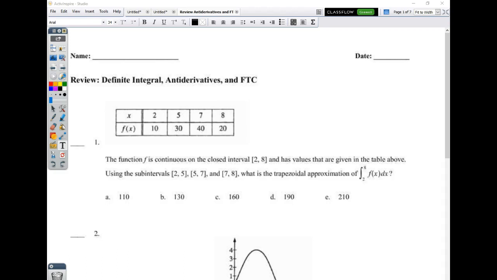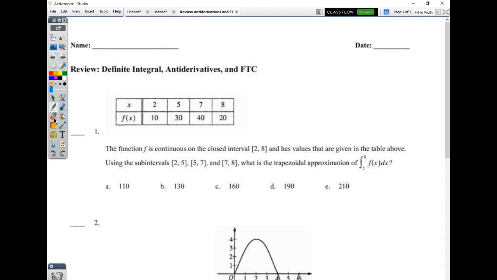So one of the first things that you need to be able to do is figure out how to do a trapezoidal sum, Riemann sum, all of that stuff. So in this question, we're looking at the closed interval from 2 to 8, which has values given in the table above, using the subintervals 2 to 5, 5 to 7, 7 to 8.